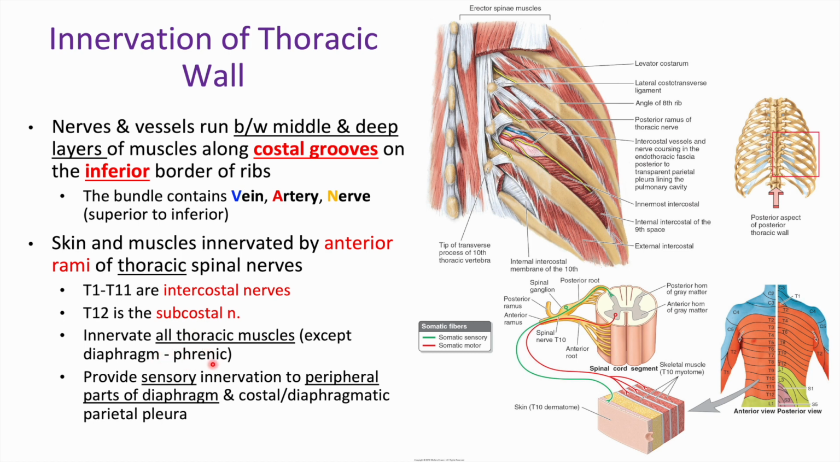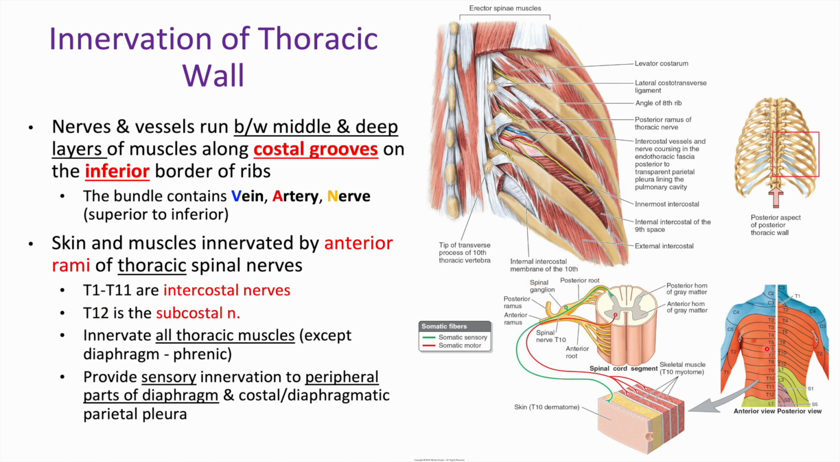It's going to be innervated by the phrenic as well as the intercostals a little bit. And they're also going to provide sensory innervation to the peripheral parts of the diaphragm and costal diaphragmatic parietal pleura. So pretty much all the muscles that we're going to be looking at are going to be innervated by intercostal nerves, or subcostal muscles will be innervated by T12.